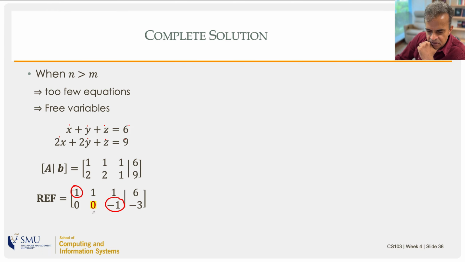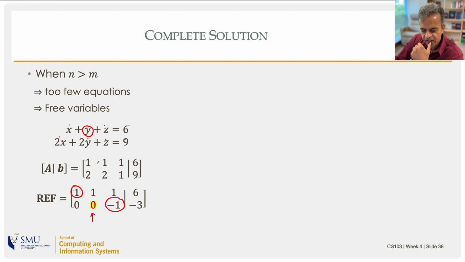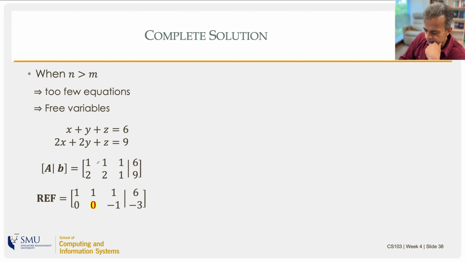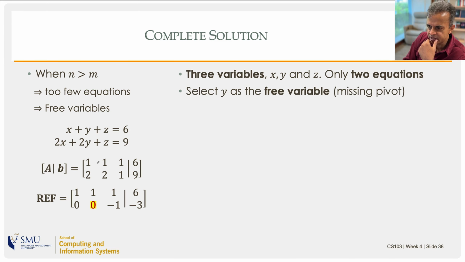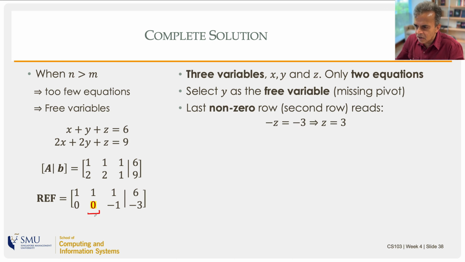The column that doesn't have a pivot, the variable corresponding to that, we can take as the free variable, which means you can assign any value to it and then solve. So we'll assign any convenient value. We have to find all possible solutions, and there will be a little bit more work to be done. So let's see how that is done. 3 variables, X, Y, and Z, only 2 equations. So select Y as the free variable, because that is the column that does not have a pivot.